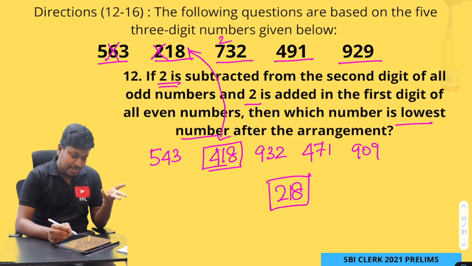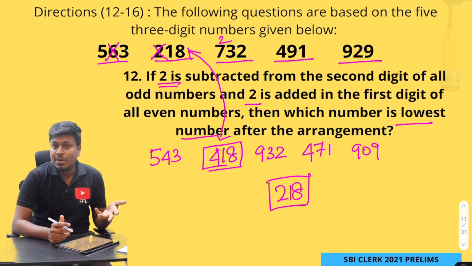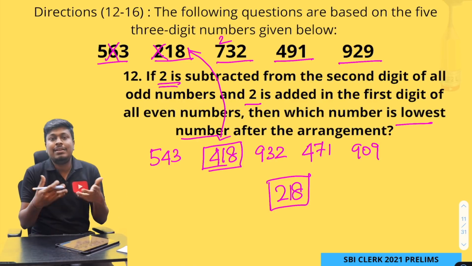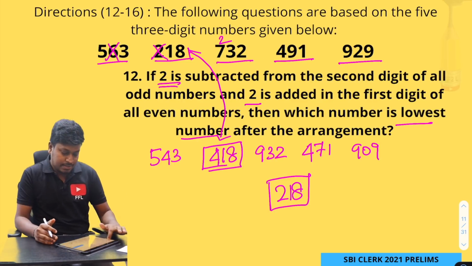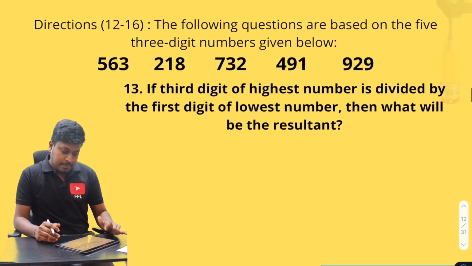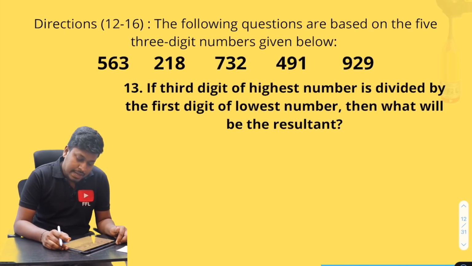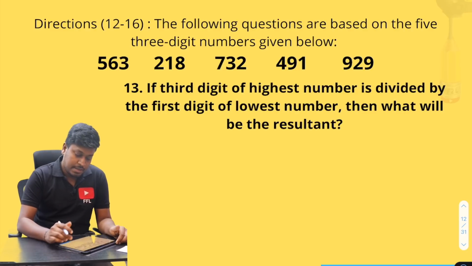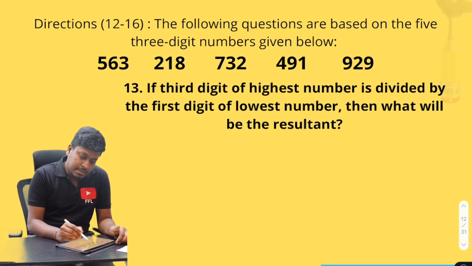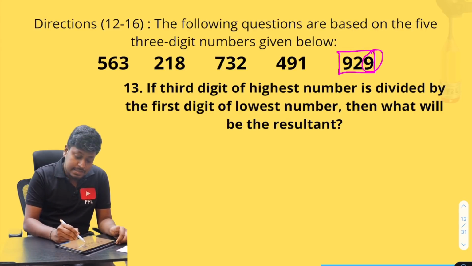Very interesting. Even small kids can solve this question, but we need to solve it a little bit faster, right? That's it. So next question. If the third digit of the highest number is divisible by the first digit of the lowest number. So the third digit of the highest number. Here the highest number is 929. In this 929, the last, third digit is 9.